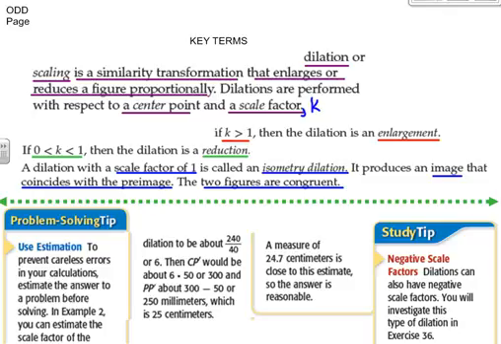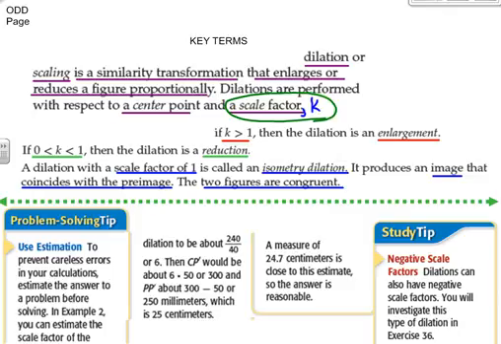So you're defining a dilation. A dilation or scaling is a similarity transformation that enlarges or reduces a figure proportionally. It has a center point and a scale factor. Just a reminder, we call that scale factor K. So please write in there that the scale factor is K as you're looking at that.